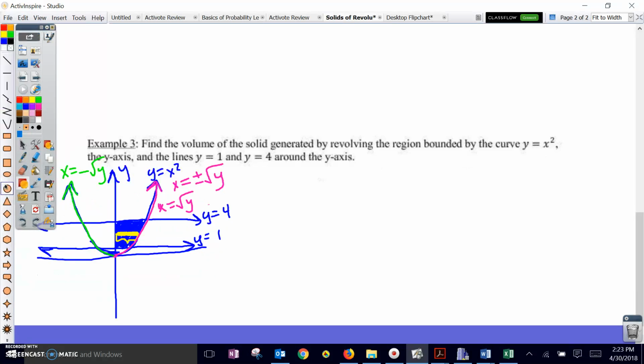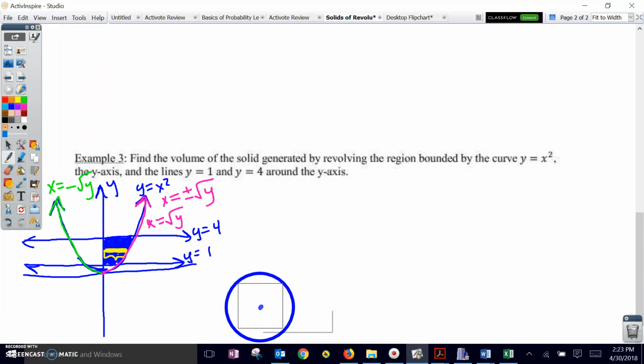If we look at a typical slice, we now have the distance being from right here, which is x equals 0, over to the curve, which is x equals the square root of y. And so this distance, the radius of our cylinder, is going to be the square root of y. Now we'll set up our integral.